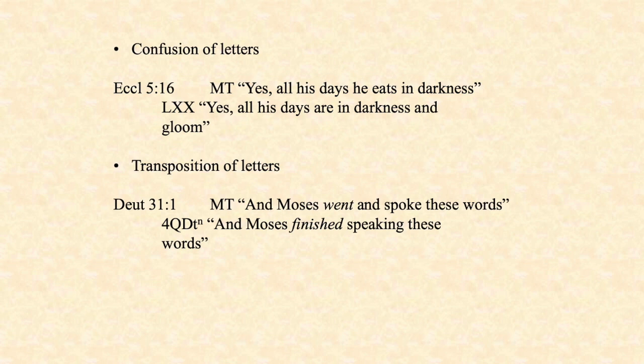Sometimes letters can get confused. So, for example, here in Ecclesiastes, the Masoretic text has, "Yes, all his days he eats in darkness," whereas the Septuagint has, "Yes, all his days are in darkness and gloom." Probably the scribe in the Masoretic text has misread the verb eats for the verb to be.